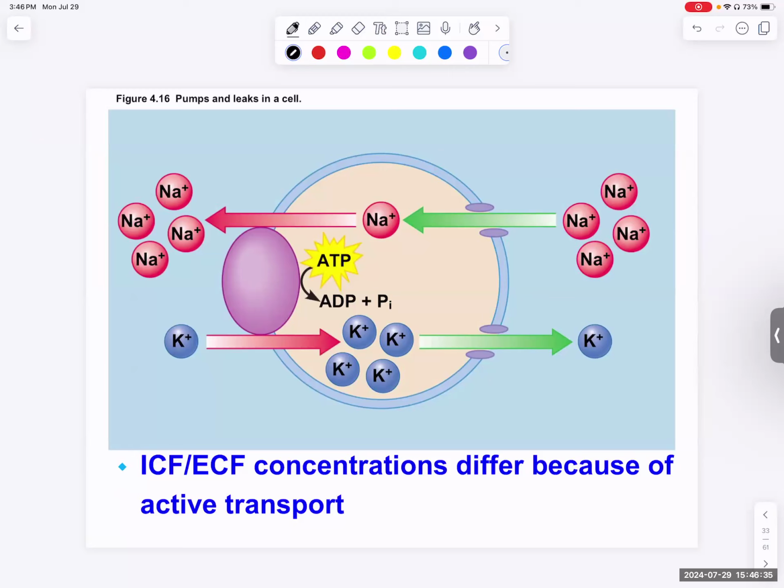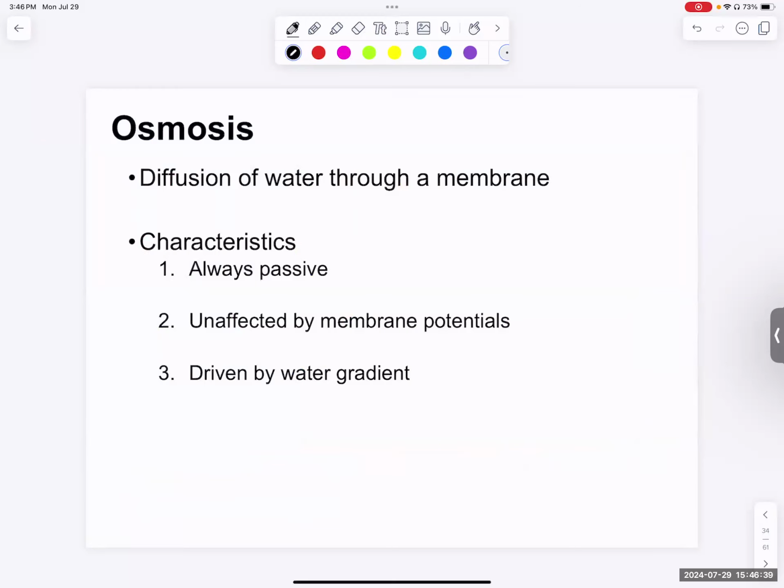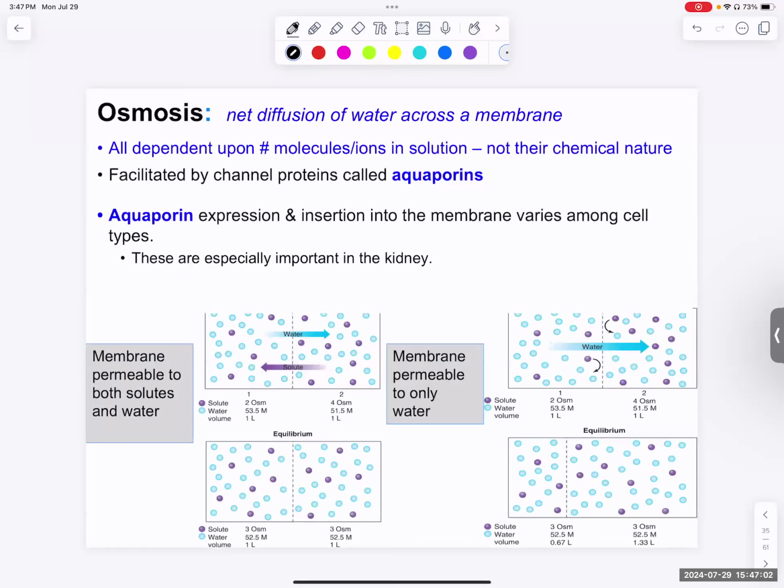Intracellular fluid and extracellular fluid are different because of this primary active transport. And so it really does matter. We will talk about this throughout the entire semester. Last thing we really need to get down into the weeds about is osmosis, and that is the direction water moves. It's always passive, doesn't require energy, not really affected by membrane potential. It's really kind of driven by a solute concentration gradient.